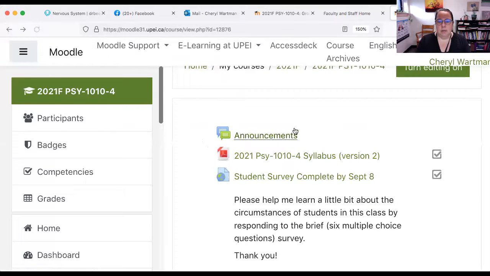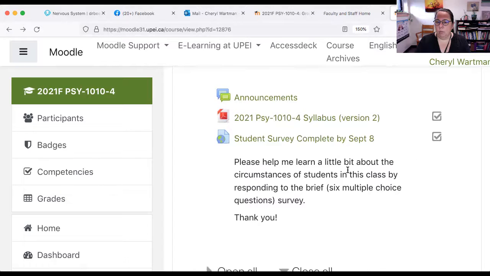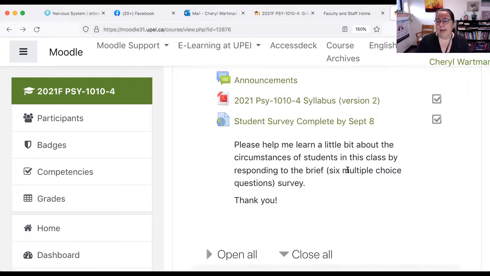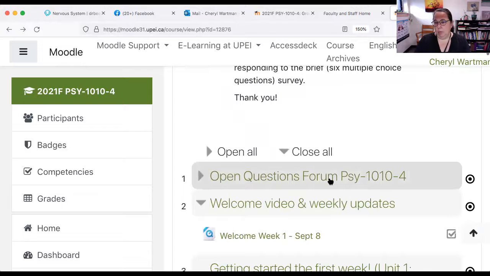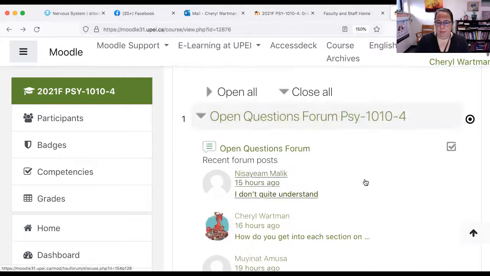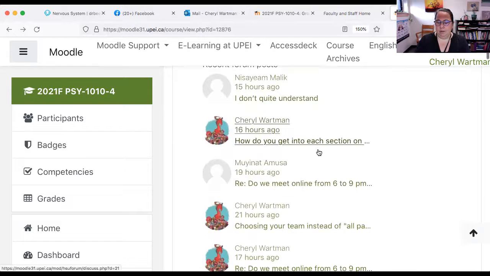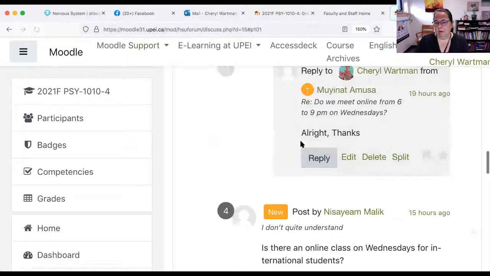So please read through that syllabus. There's a student survey here, and this gives me an idea where people are at, how their connections are, to see how things are working for you. The first section is the open questions forum. And if you open this, this is where I answer questions. How do you get into each section on Moodle? Do we meet online? And so, of course, I've already answered that.